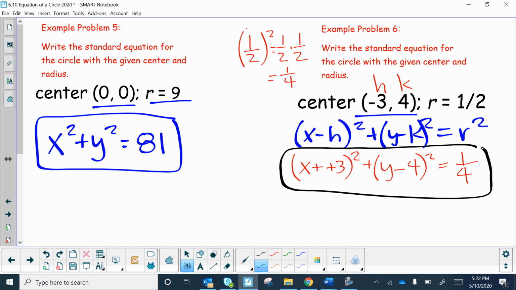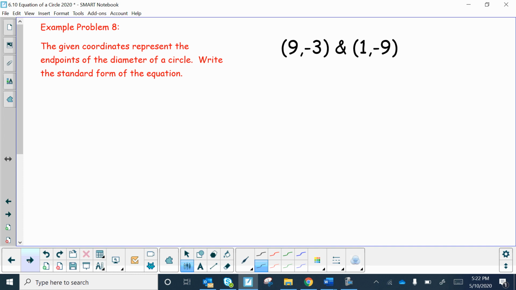Okay, so this is pretty easy lesson. All right, last problem of the day. The given coordinates represent the endpoints of the diameter of a circle.